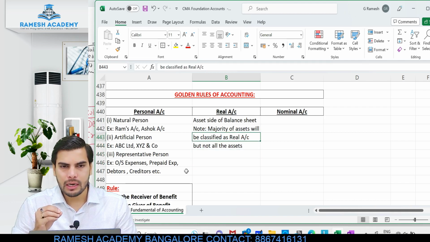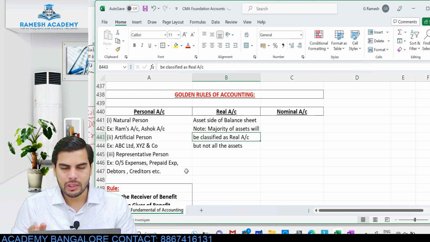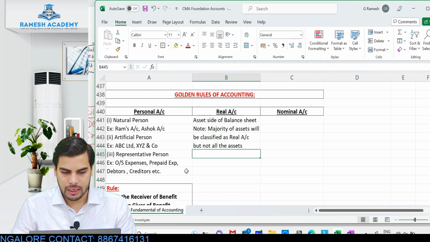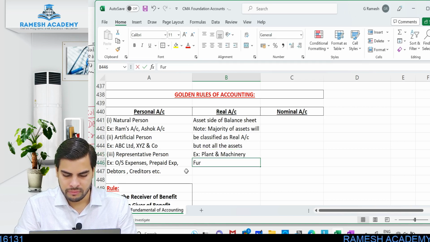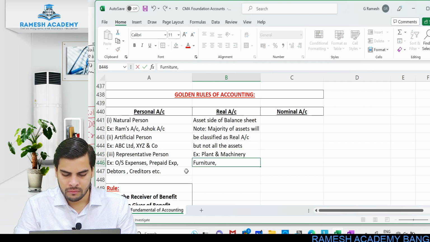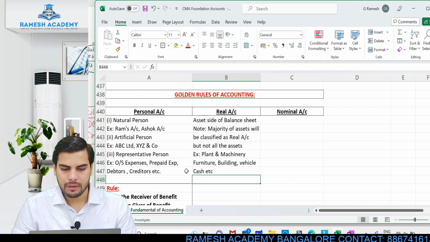So just because it is an asset, it is not necessary that it should be real account. Okay, there are few assets like bank account, prepaid expenses, debtors, bills receivable. Although these are assets, they are not considered as real account, they are considered as personal account. Okay, so example for this would be plant and machinery, furniture, building, vehicle, cash, etc. All these things would be example of real account.